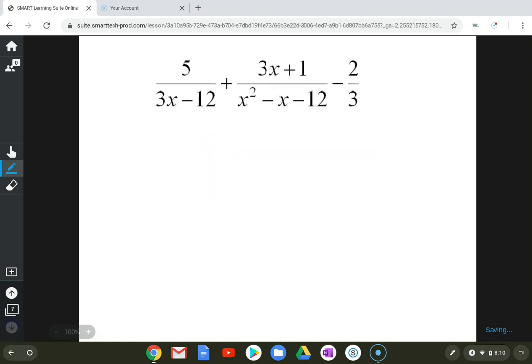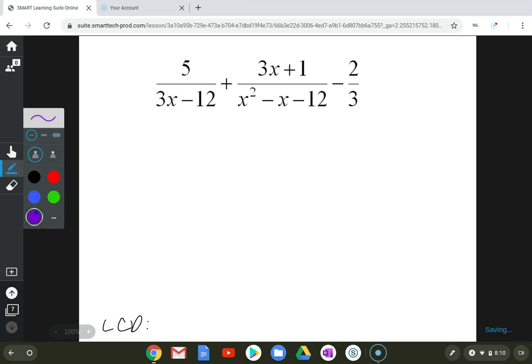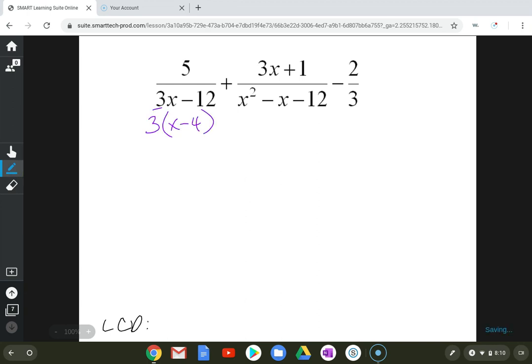Last one, putting it all together. Going to list our LCD down here at the bottom. Let's go ahead and do some factoring. So this first term, factoring out a 3. Second term, factoring the trinomial. And then the third term's nothing but 3.